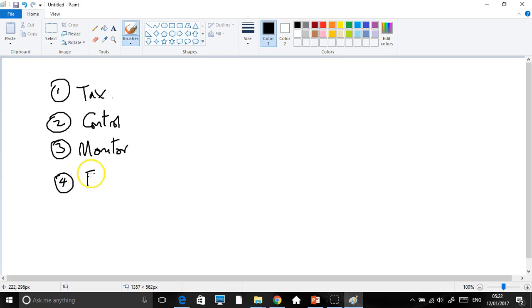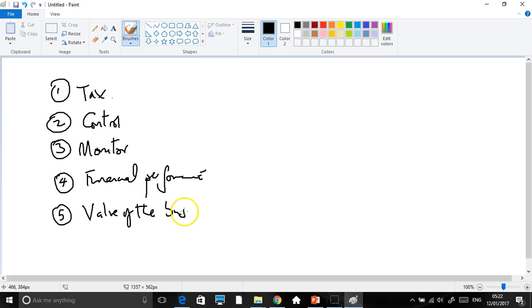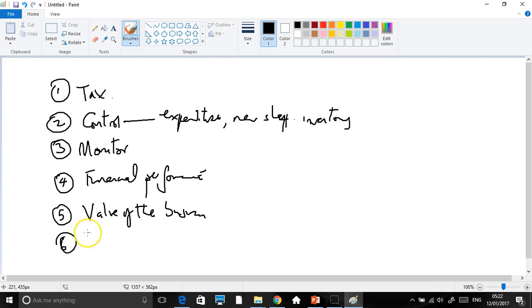We want to know what the financial performance is of the business. We want to know what the value of the business is. In terms of control, we want to be able to control expenditure. We want to know if we need to hire new staff. We need to know if we're spending too much money on inventory. So we want to know what the actual transactions are. So this comes in no particular order.